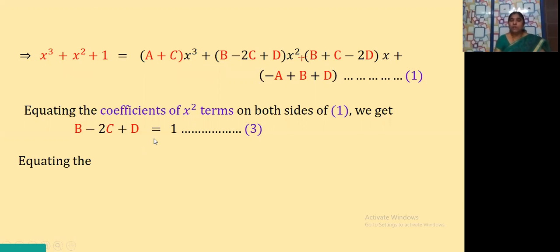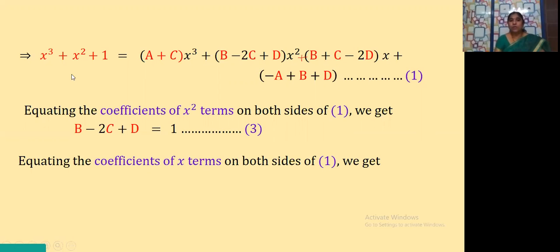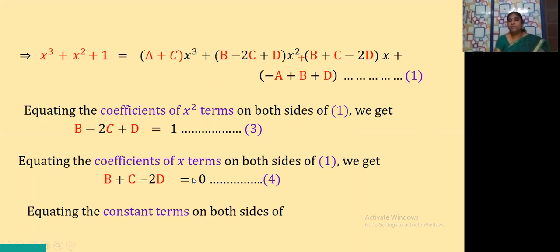Next is equating the coefficients of x terms. x terms are equated. So then what is there? b plus c minus 2d is equal to, here there is no x term. That means how much you should take here? Yes, you are right. It should be taken as 0. So b plus c minus 2d is equal to 0. Clear? This is equation number 4. Next is equating the constant terms on both sides. What we get? Left side we have 1 and right side we have minus a plus b plus d. It is minus a plus b plus d is equal to 1, which is equation number 5.